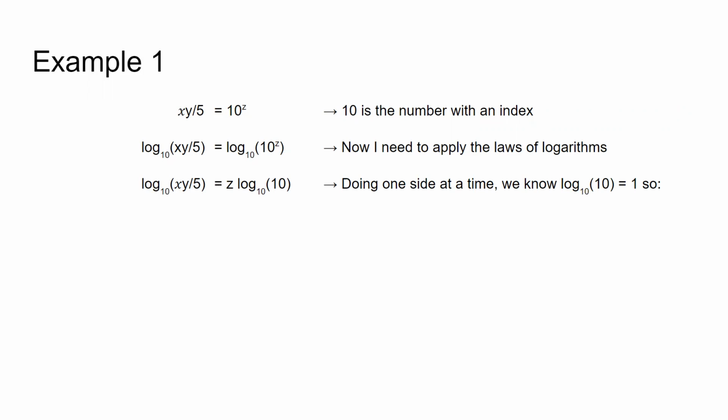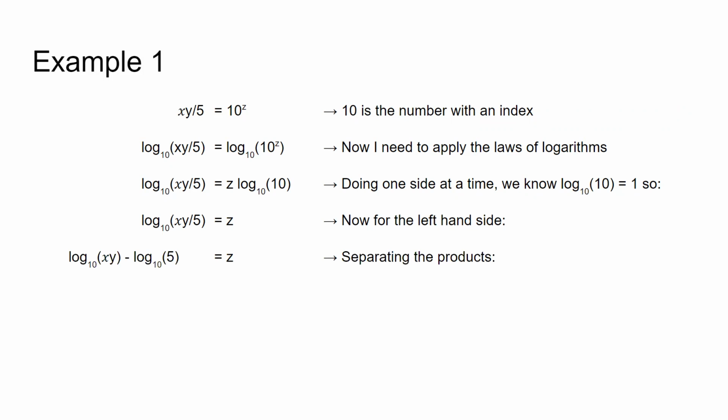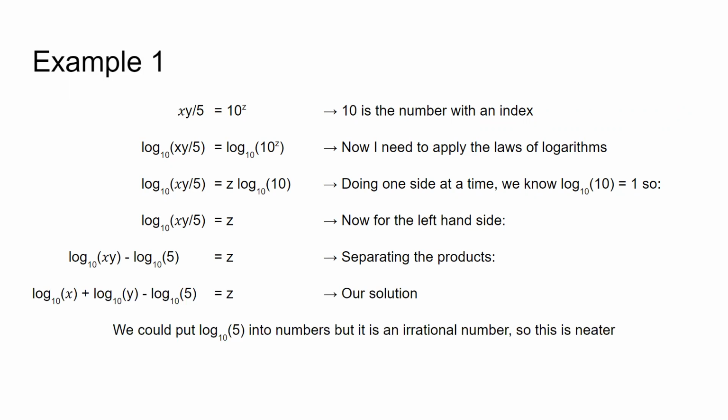Then I'm going to take log 10 of 10, which we know from the laws page is going to be 1, and substitute that in. And then I'm going to look at the left-hand side. I'm going to start with the quotient rule and move that divided by 5 to its own log by subtracting it. And then I'm going to separate the products, the x and the y, by adding them. And that gives us our solution. We can put log to the base 10 of 5 into a number, but it's an irrational number. So this way is neater.